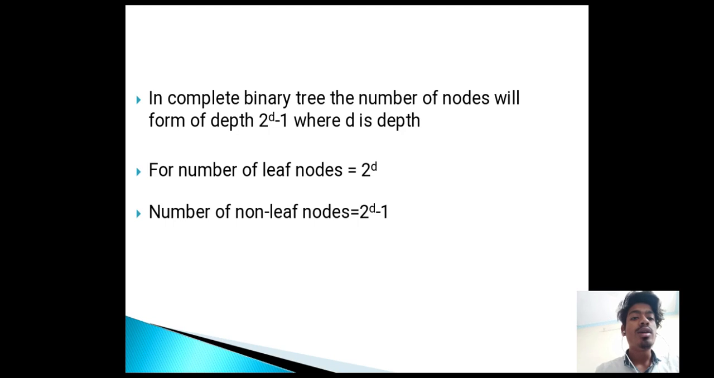In a complete binary tree, the number of nodes up to depth d will be 2^d minus 1, where d is the depth. The number of leaf nodes equals 2^d, and the number of non-leaf nodes equals 2^d minus 1. These are the formulas to find leaf nodes and non-leaf nodes in a complete binary tree.